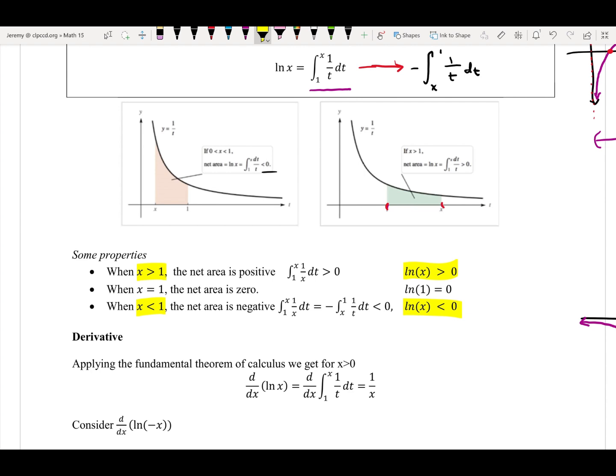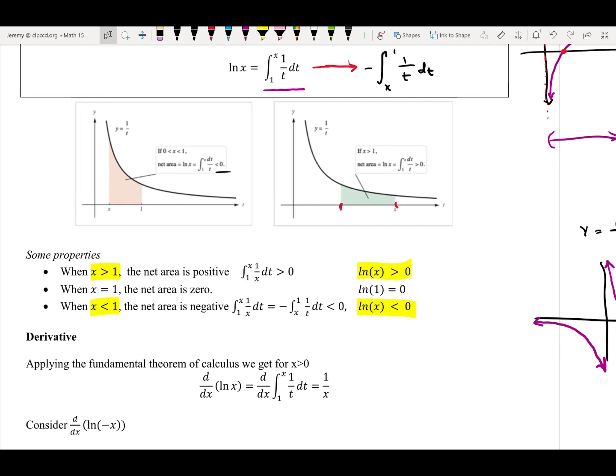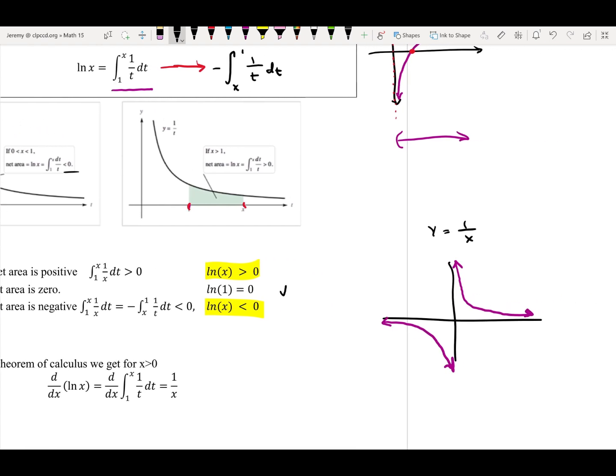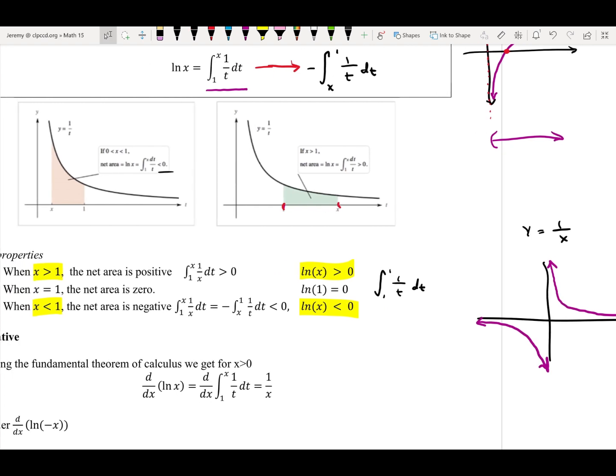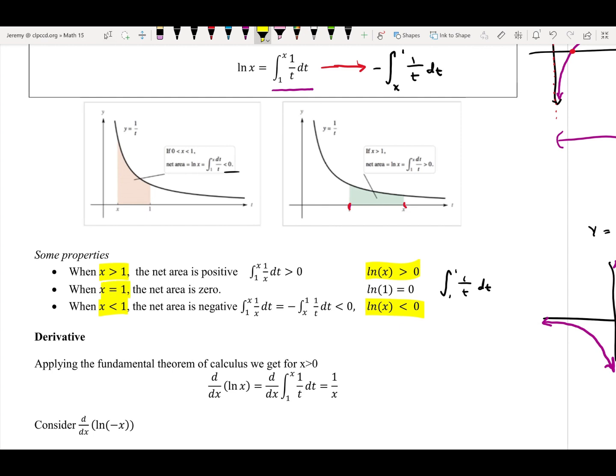What if x is equal to 1? Well, if it's equal to 1, then we're just looking at the integral from 1 to 1 of 1 over t dt. Notice that if we're looking from 1 to 1, there is no width to that area. So it might have a height, but if there's no width, the area is going to be 0. So that is why, if x is equal to 1, then the natural log of 1 is equal to 0. There's no area there.